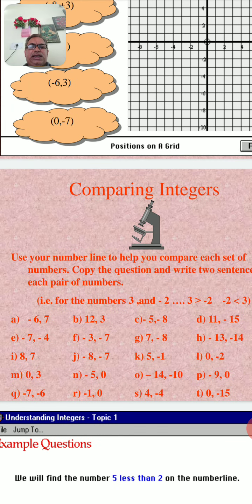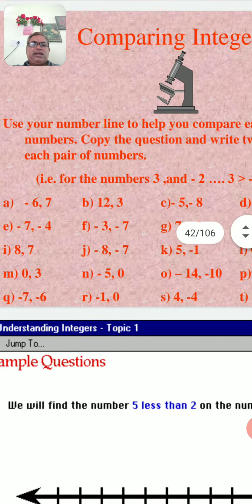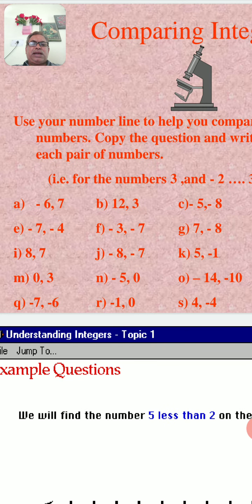So comparing integers again, one more exercise I am giving you. Minus 6, 7, minus 7, minus 4, 8, 7. You have to use the sign and write who is greater. Using the number line you can see who is on the right side, that is greater on the number line. So use the number line and solve the examples to find who is greater.